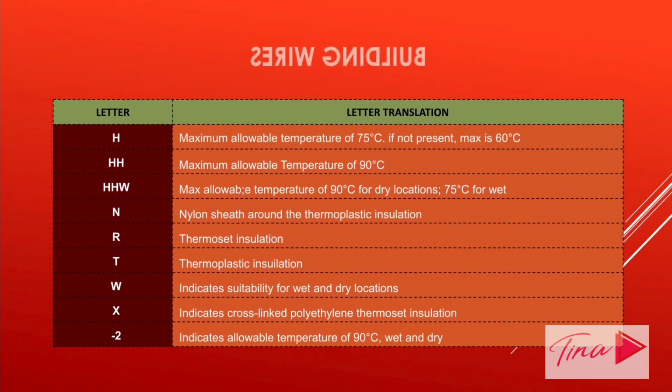Now here we have the table of letters and its translation for the wires. Now we have H, which is the maximum allowable temperature of 75 degrees Celsius. If not present, maximum is 60 degrees Celsius. We have double H, which is the maximum allowable temperature of 90 degrees Celsius. Now double HW has a maximum allowable temperature of 90 degrees Celsius for dry locations and 75 degrees Celsius for wet.